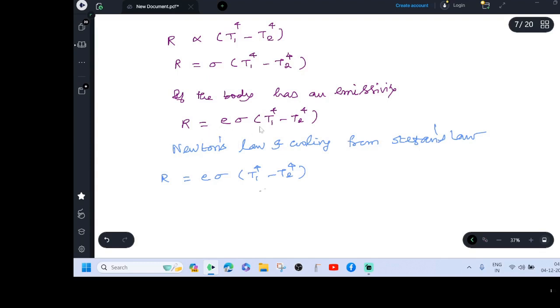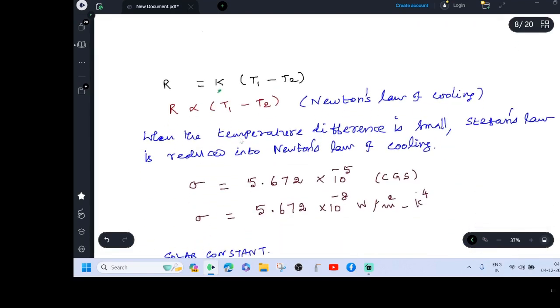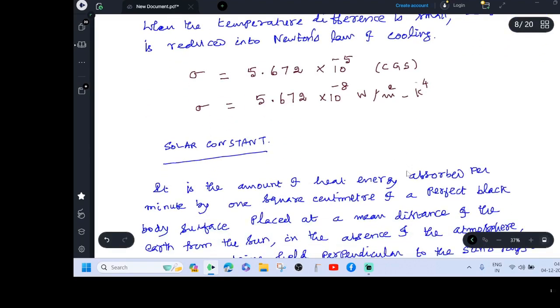Then we may get Newton's law of cooling from this. Suppose the temperature difference is very small, we may get Newton's law. When the temperature difference is small, Stefan's law is reduced into Newton's law of cooling. Here the value of Stefan's constant is expressed in terms of CGS, that is 5.672 into 10 power minus 5, and sigma equal to 5.67 into 10 power minus 8. The unit is watt per meter square Kelvin power 4.